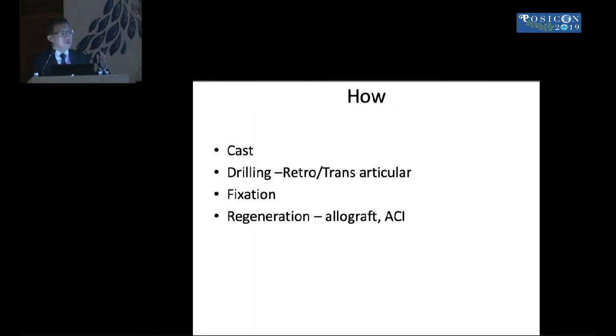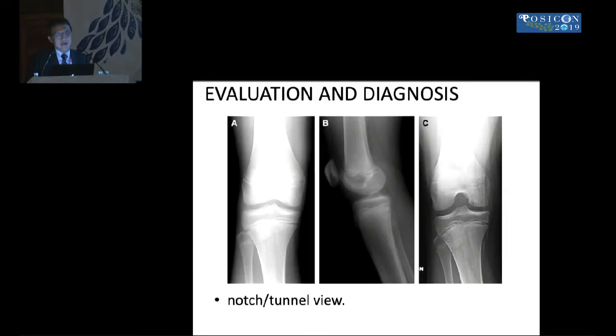So how do we treat them? I'll be asking the audience, the faculty, a lot during the cases. I'll always give them 4 options. You cast, you drill, and drilling can be retro or transarticular, which I'll explain more, or you fix the fragment, and finally we regenerate with allograft or ACI.